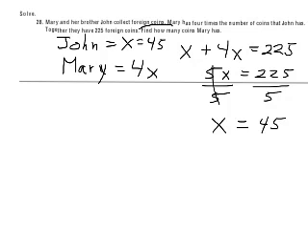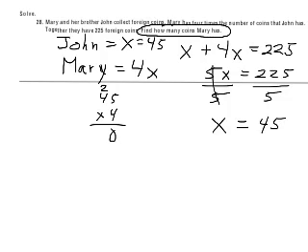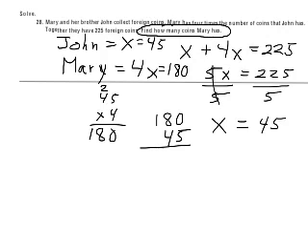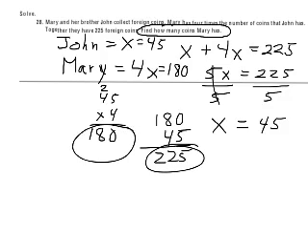Because remember, we have to go back to the problem and see what they're asking for. They're not asking for John's, they're asking for how many Mary has. So we've got 45 times 4, 180. Mary has 180 coins. And just to make sure that we've got this right, we're going to add their coins together. Well, we don't have to, but it's not a bad idea. 225. Okay, so good. That's the answer. So the answer is 180, and it's correct.